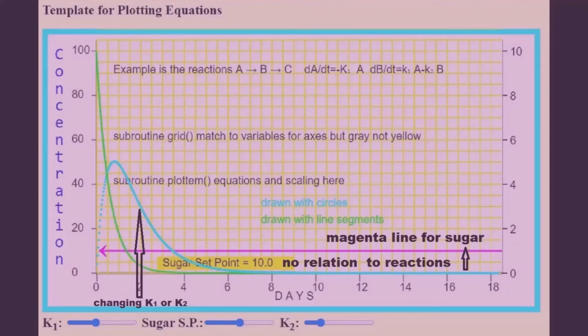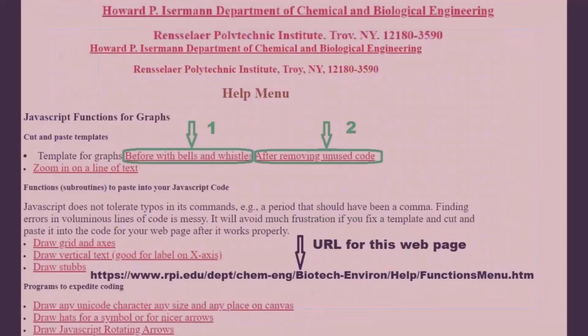When you use the sliders, the display switches to this, which is the simulation of the chemical reactions that we looked at before. Note the little circles in the blue line, which resulted from selecting a step size for integration that was too large. Please click where indicated by green arrow 2.